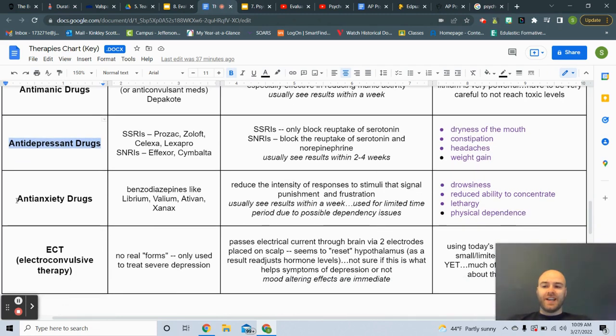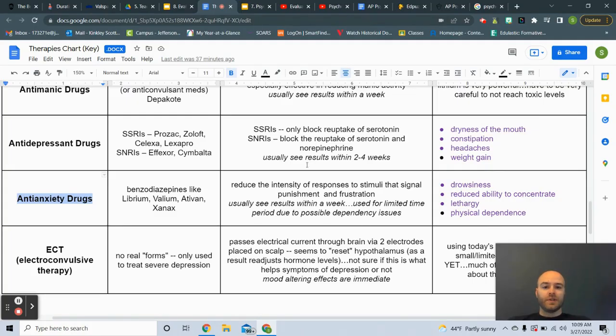Then you have anti-anxiety drugs. These are benzodiazepines like Valium, Ativan, and Xanax is a popular one you've probably heard of. These reduce the intensity of your responses to stimuli that signal punishment and frustration, or these anxiety-inducing situations. They reduce the intensity of your response to those things. Usually you see results within a week, but they're used for a limited time because they have serious physical dependence side effects. People can become addicted to them very quickly. They also produce lethargy, drowsiness, and reduced ability to concentrate.